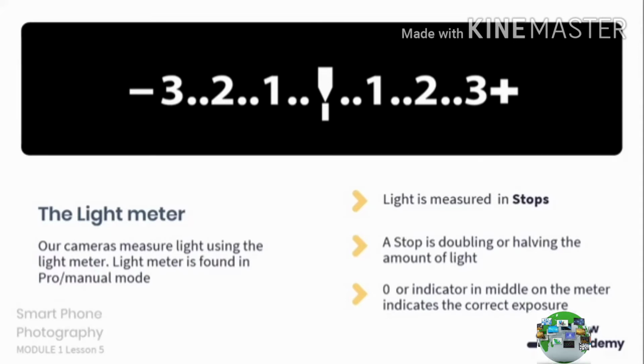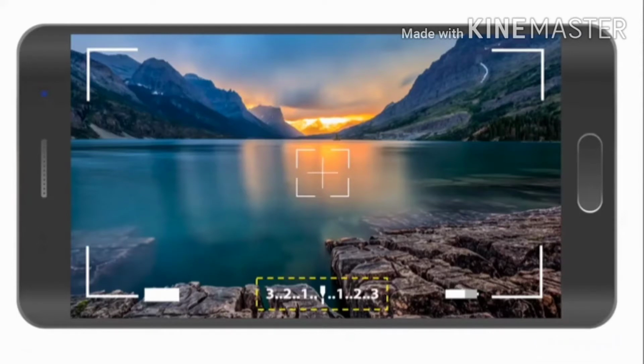Let's make this visual to understand it even more. So here we have a scene. We can see the light meter here. I know it's a little bit difficult to see, but you can see it here highlighted there in yellow. We can see we've got our plus and minus. So everything over on the left side is minus, everything over on the right side is our plus. And here we can see that we have the correct exposure because the indicator is in the middle.